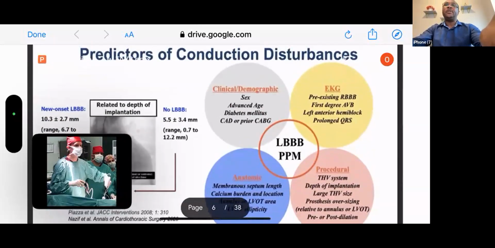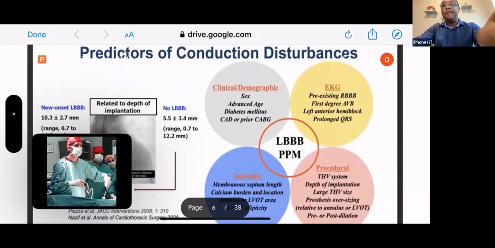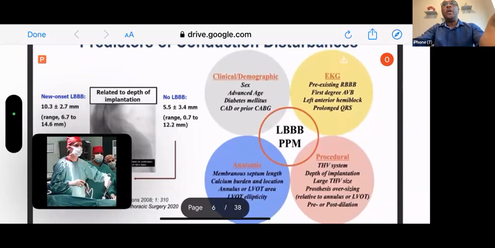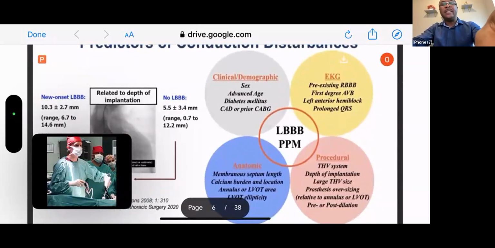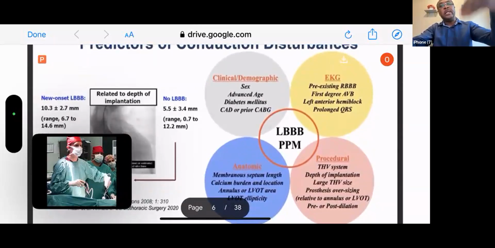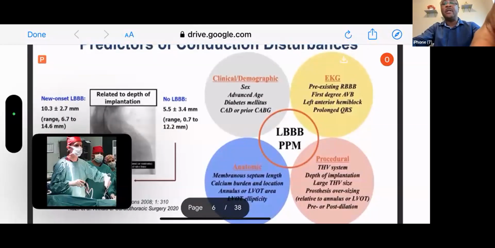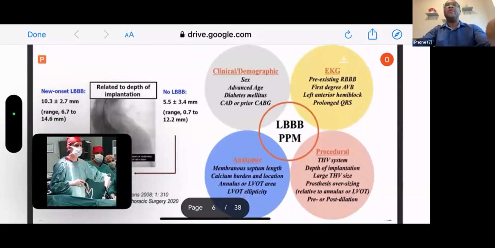So what are the predictors of conduction disturbances, based on previous studies? One major important thing is the depth of insertion of the TAVR valve. The deeper into the ventricle you place the TAVR valve, the more likely you are to have a conduction abnormality, especially a left bundle branch block. You can see that in this study published by Pisa in 2008: when the depth of implantation of the TAVR valve is greater, new onset left bundle branch block is more common.